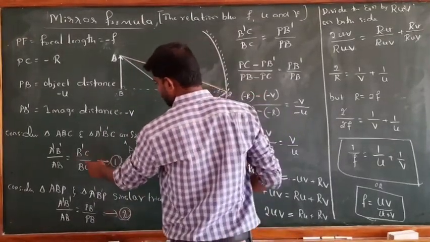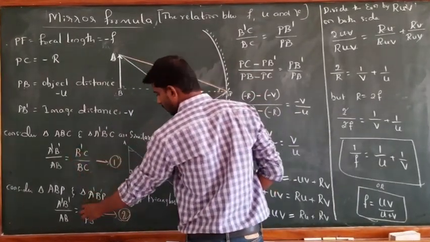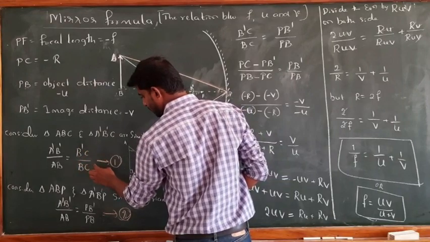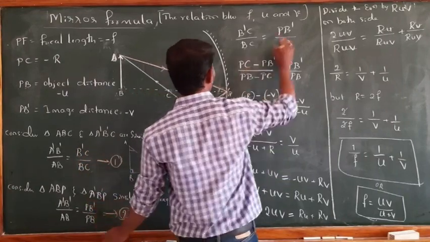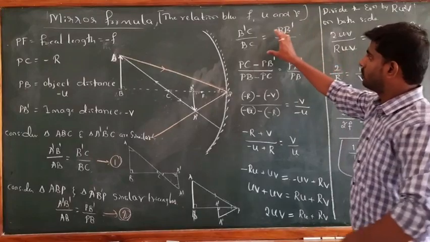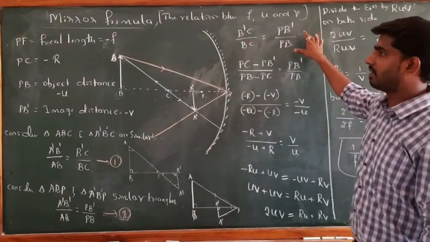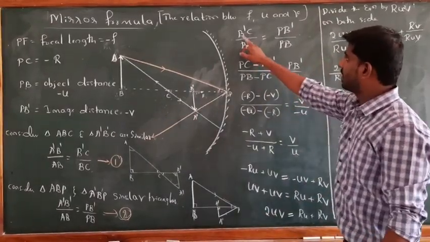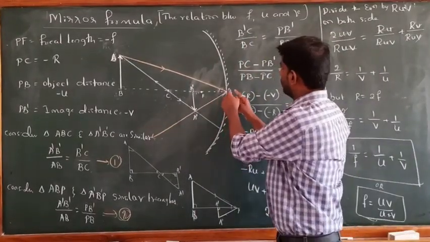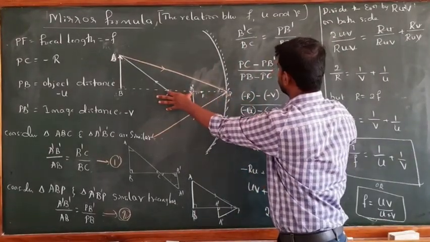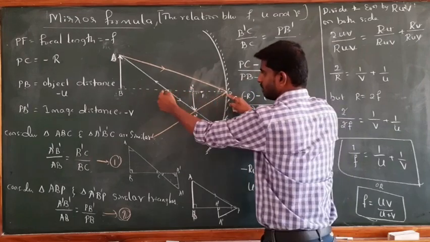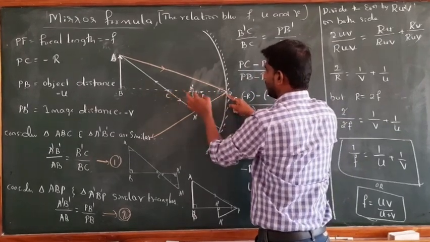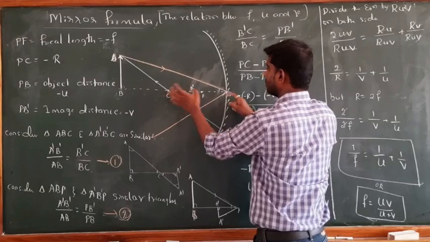Next, B dash C by BC of the first equation equal to PB dash by PB, I write. And I want to write the entire terms in terms of F, R, U, V. So that's why, instead of writing B dash C, where is the B dash C? Here, B dash C. I have taken PC minus PB dash, P to C first, minus PB dash. I get this one. Okay.